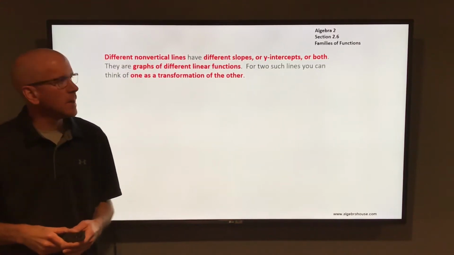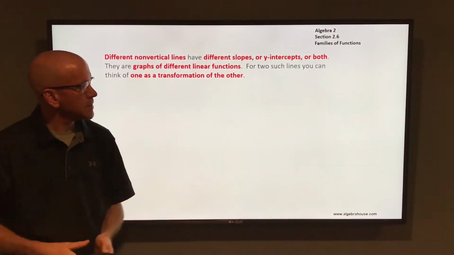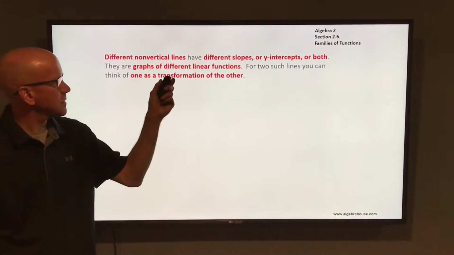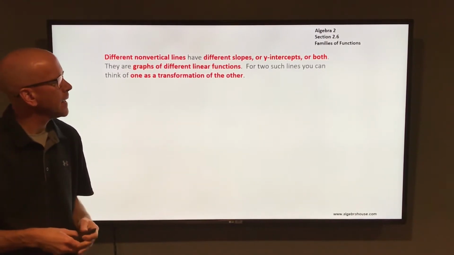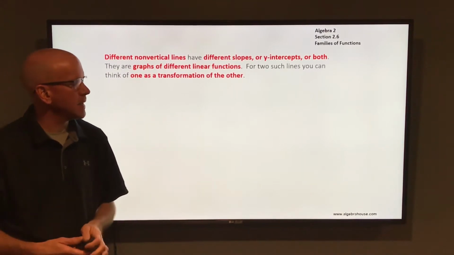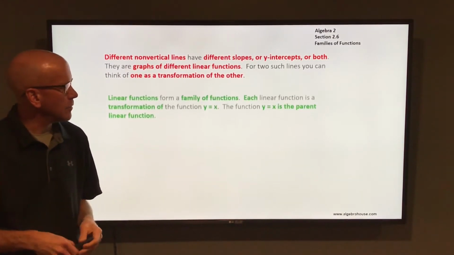Different non-vertical lines have different slopes or y-intercepts or both. They're graphs of different linear functions, functions whose graphs form a straight line. For two such lines, you can think of one as a transformation of the other.